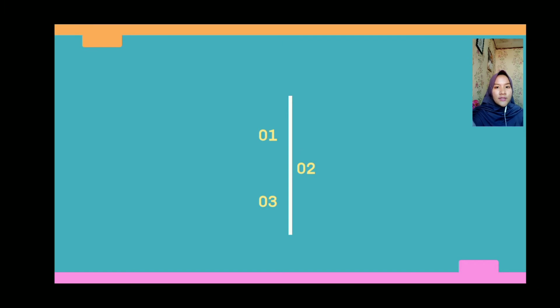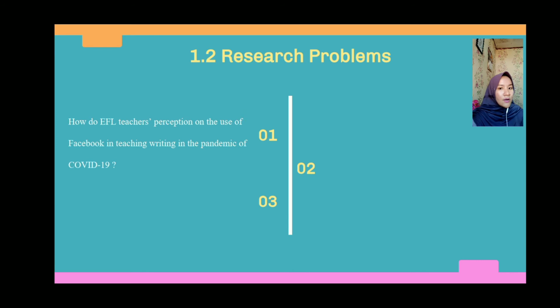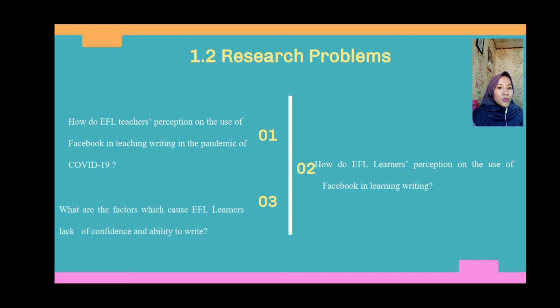Now, look at the research problems. Based on the background, the researcher has formulated the problems of this study. The goals of this study are to find out, first, how do EFL teachers' perceptions on the use of Facebook in teaching writing in the pandemic of COVID-19? Second, how do EFL learners' perceptions on the use of Facebook in learning writing? And then the last one, what are the factors which cause EFL learners' lack of confidence and ability to write?